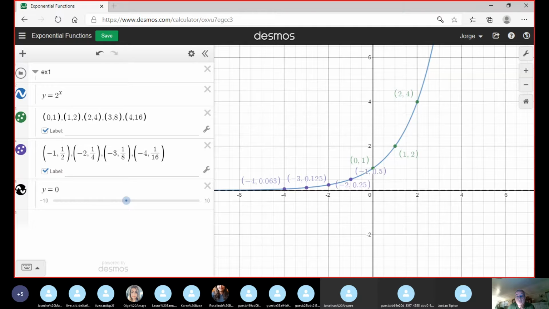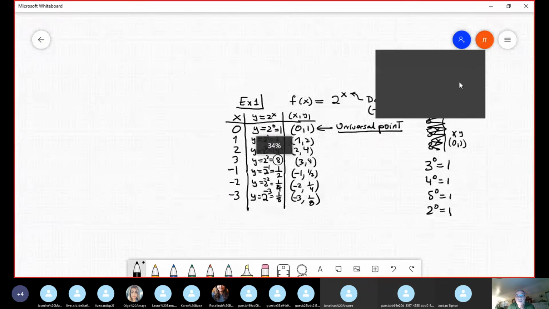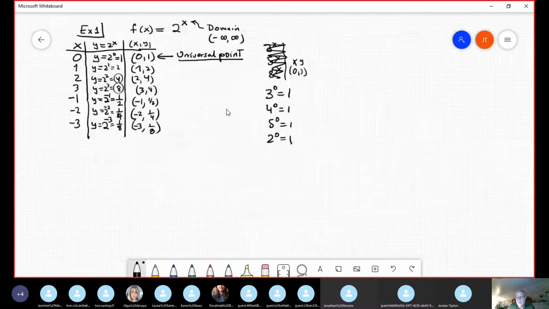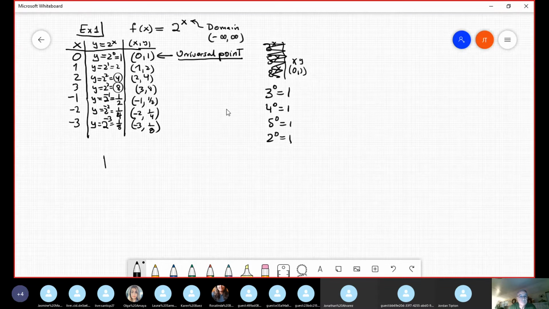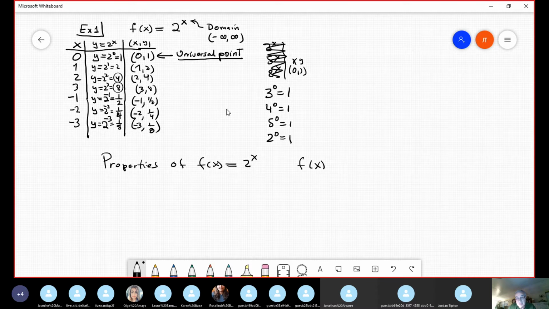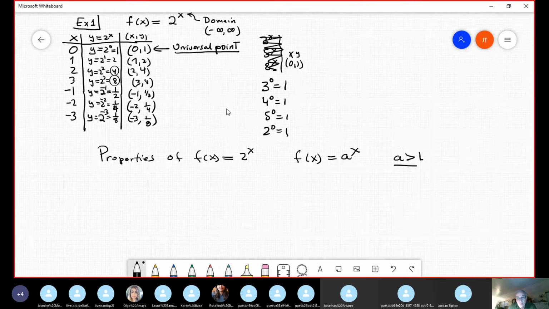Okay, whiteboard. Properties of the exponential function f of x equals, in this case, 2 to the x. Or in general, not necessarily 2, when f of x is equal to a to the x and a is greater than 1. These properties I listed now, 1, 2, 3, 4, 5, are valid when the base is 2, 3, 4, 3.5, when it's greater than 1. When it's less than 1, it's a little bit different.